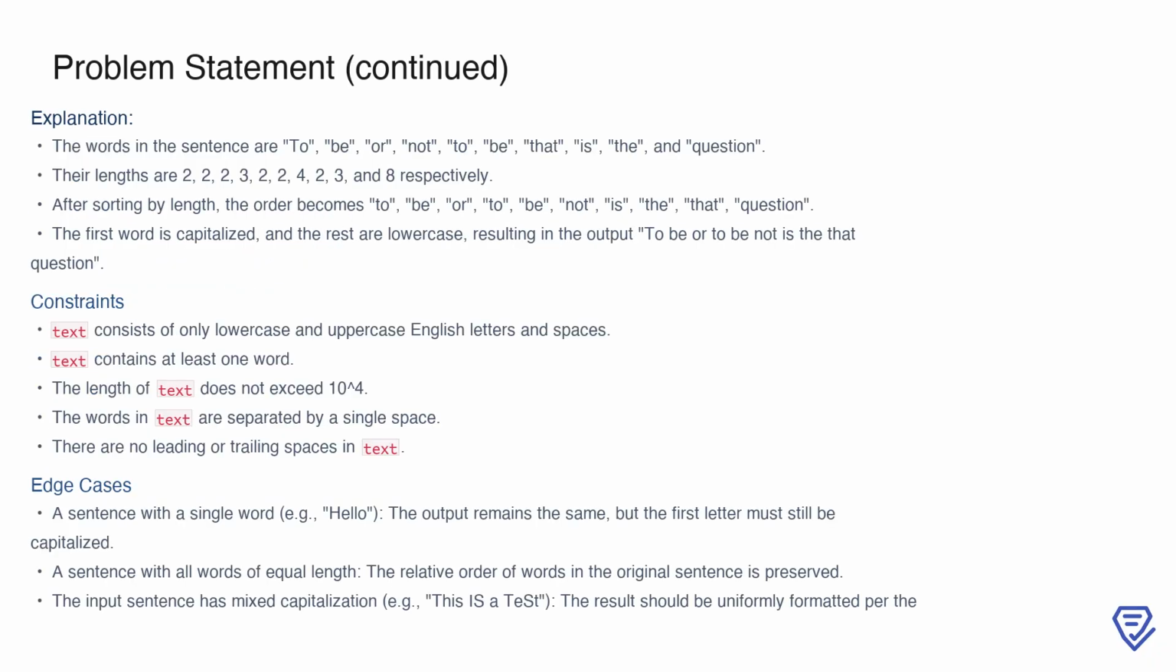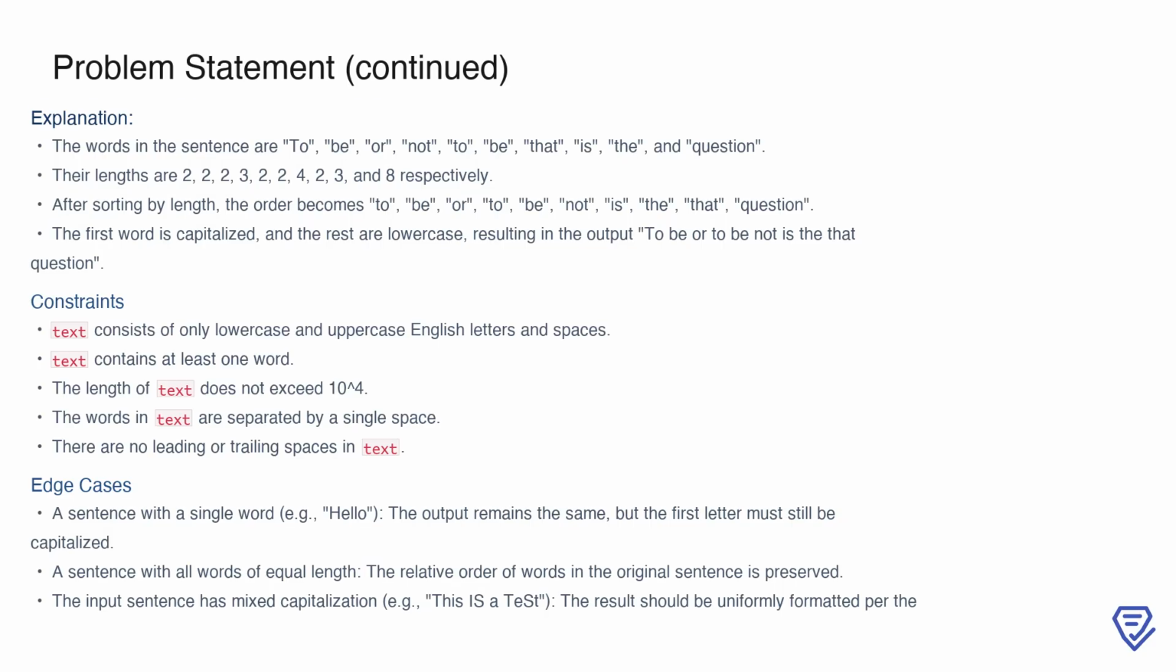For the third example, the input sentence is "To be or not to be, that is the question". Breaking it down, the words are to, be, or, not, to, be, that, is, the, and question, with lengths of 2, 2, 2, 3, 2, 2, 4, 2, 3, and 8, respectively. When sorted by length, we get the order to, be, or, to, be, is, not, the, that, and question. Capitalizing the first word and converting the rest to lowercase gives us the output "To be or to be is not the that question". This example further illustrates how the rules are applied even with longer sentences and varying word lengths.